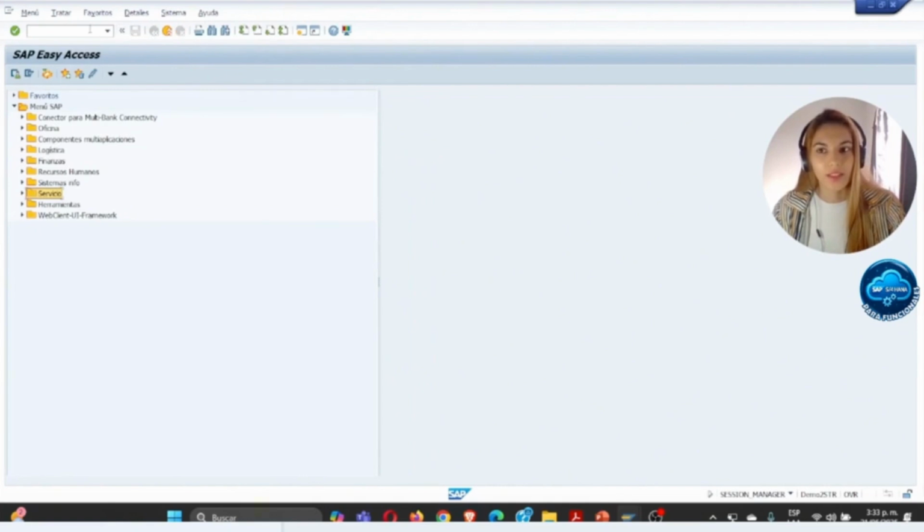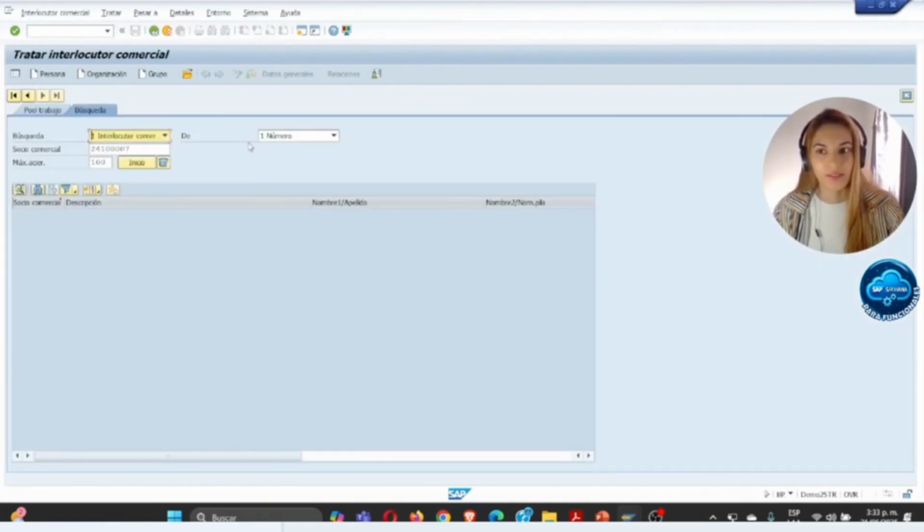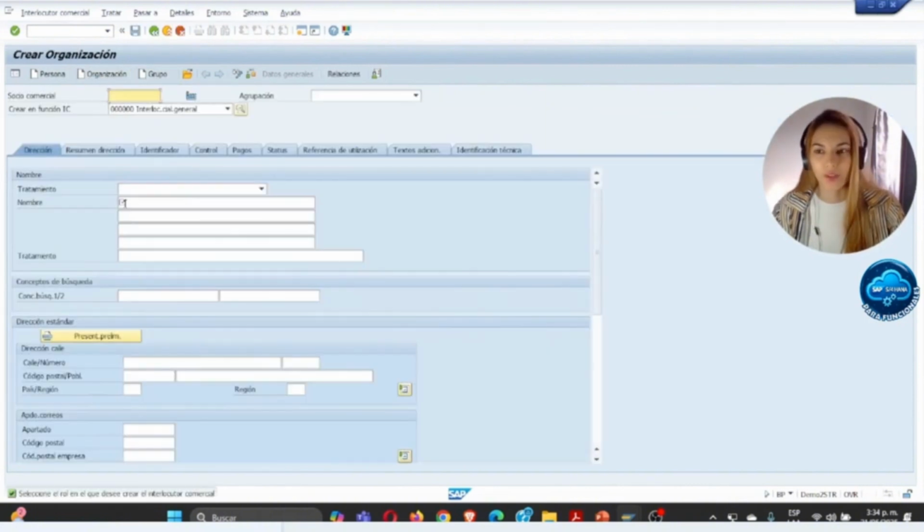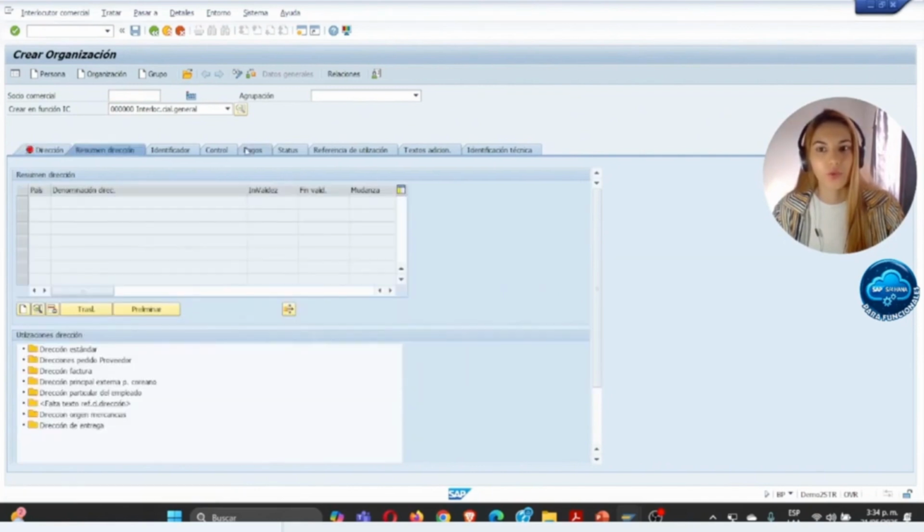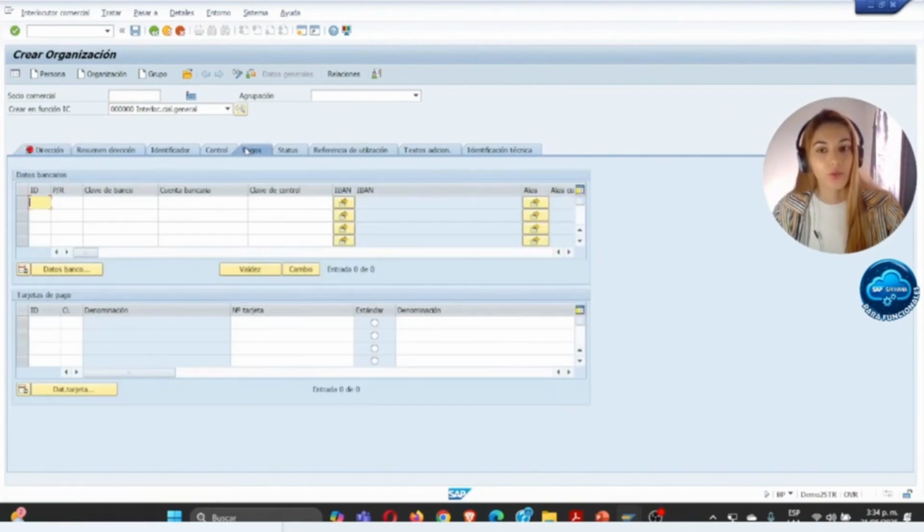And auxiliary accounts are created in BP. That's the name of the transaction, business partner. They can be individuals who provide services or sell. They can be organizations as such, companies, or even a business group. So if we select organization, here we can enter all the general information, the address, the name, the country, postal code, payment method, payment terms, and so on right here.